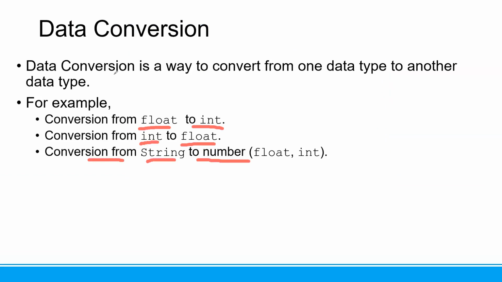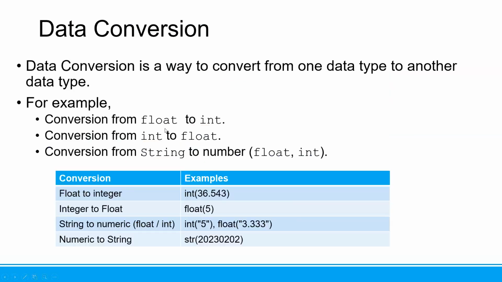Okay. Convert means to change. When we want to change, it means there's another process that we want to do. So in this case, we can convert from float to integer. For example, I have a number 36.543 and I want to change it into integer. So I can use this way. Integer to float. Float 5, it will be a float type.